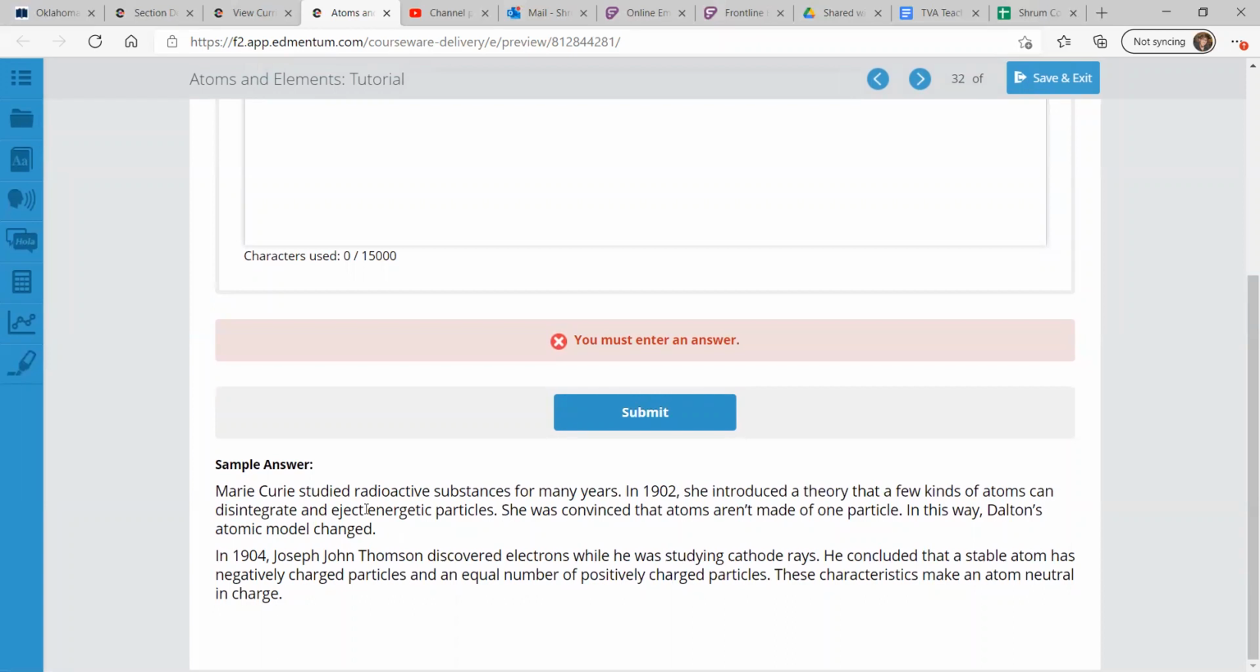So Madame Curie studied radioactive substances for many years. In 1902, she introduced a theory that a few kinds of atoms can disintegrate and eject energetic particles. She was convinced that atoms aren't made of one particle. In this way, Dalton's atomic model changed. In 1904, Joseph John Thomson discovered electrons while he was studying cathode rays. He concluded that a stable atom has negatively charged particles and an equal number of positively charged particles. These characteristics make an atom neutral in charge.